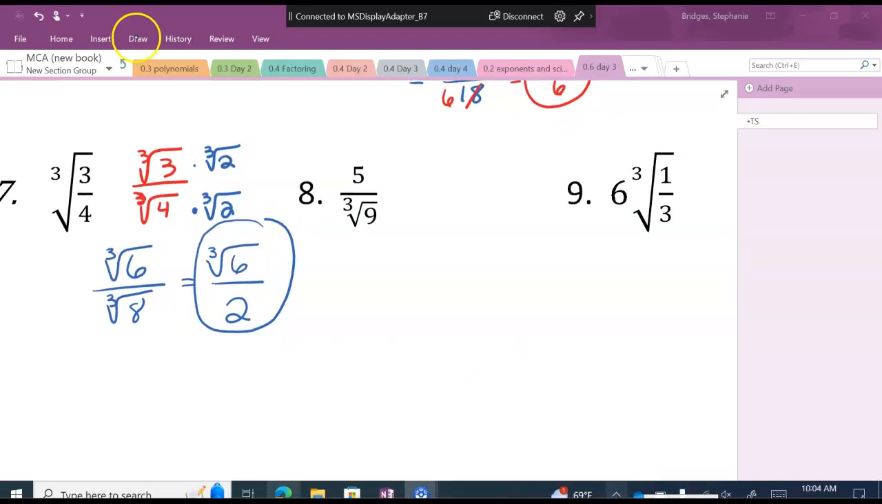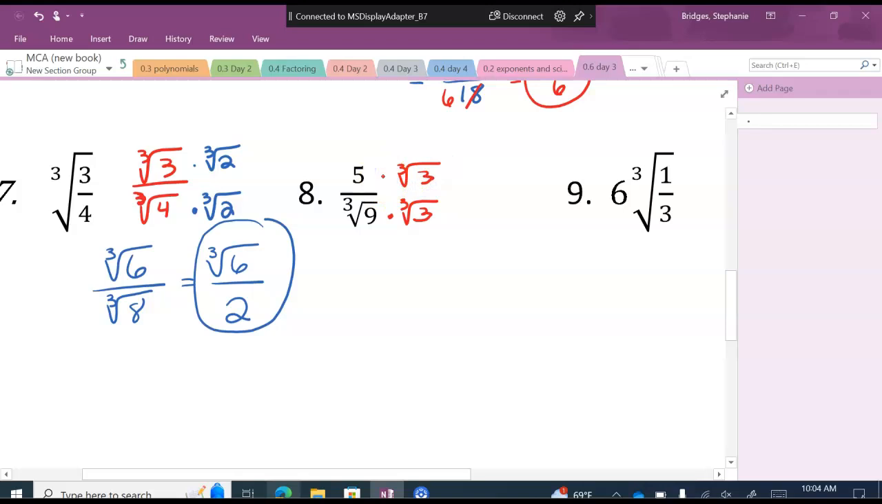Do I have to split anything up? No, I don't have a whole fraction under a radical, right? My radical is just in the denominator, so I just need to focus on that. Is 9 on my perfect cube list? No. I can't start with 8 because that's smaller than 9, so we're going to start with the next one. Can I multiply 9 by anything to turn it to 27? Yes. What do I multiply it by? 3. So we're going to multiply the top and the bottom by the cube root of 3.